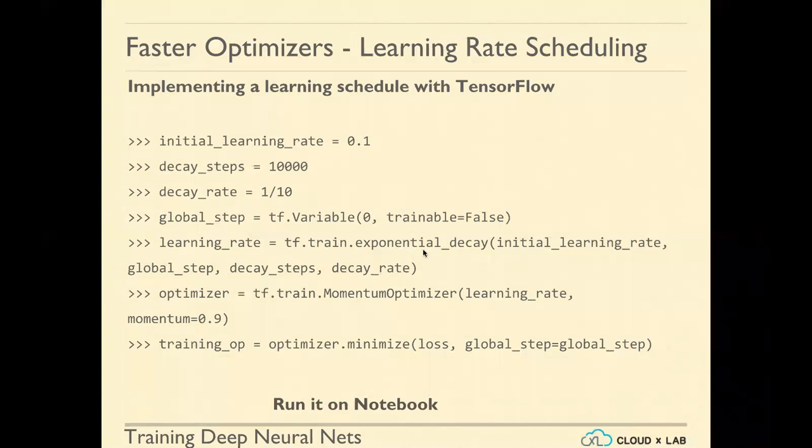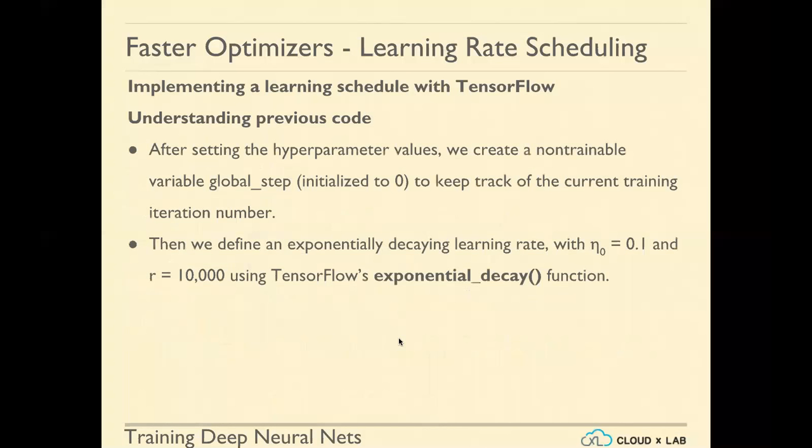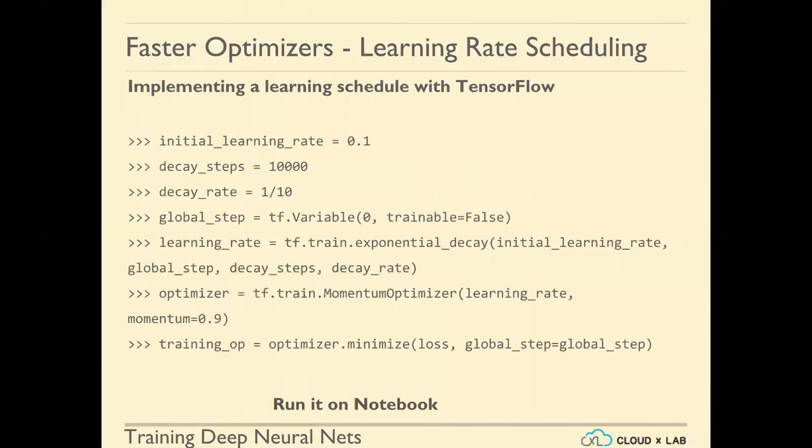Here we are using the exponential decay, and we're passing it various parameters like initial learning rate, the global steps, decaying steps, and so on. Let's just go through this code. After setting the hyperparameter values, we create a non-trainable global step at 0 to keep track of the current training iteration. Then we define an exponentially decaying learning rate with eta equals 0.1 and r equals 10,000 using TensorFlow's exponential decay. So r is the decaying step, which is 10,000, and the decaying rate is 1 by 10.